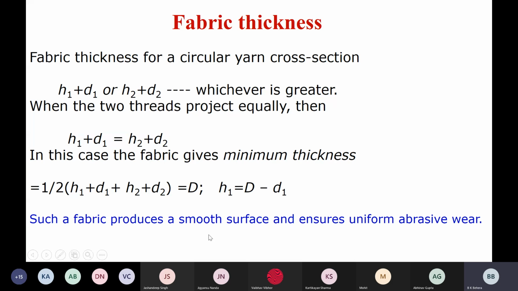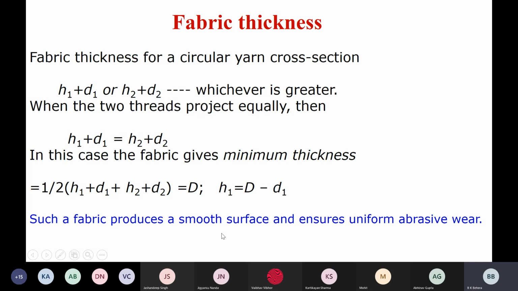Such a fabric produces a smooth surface if fabric thickness is minimum. What happens to the quality of the fabric? That means they are touching each other just at one point. Warp is just touching weft at one point, and the circularity of the cross section is maintained. So normally those fabrics give you a smooth surface, because if you look at the crimp amplitude, it's not a pointed amplitude. It is very smooth. Circularity of the yarn is maintained.